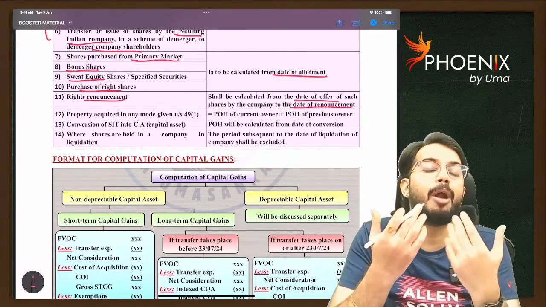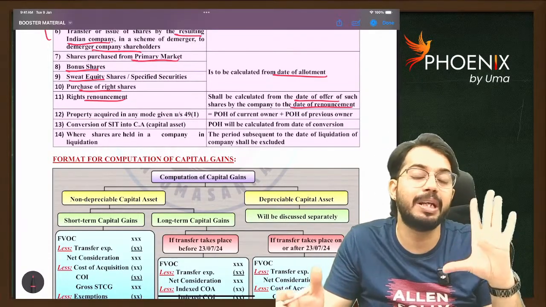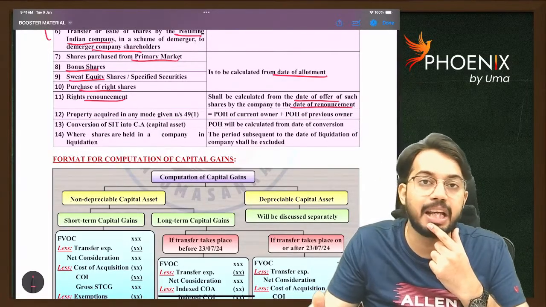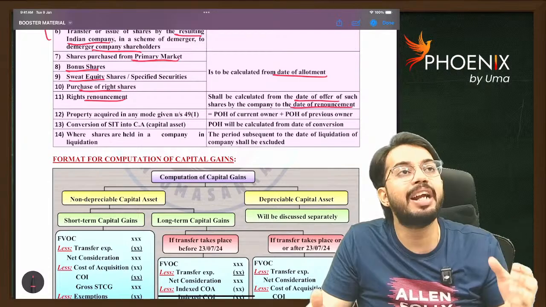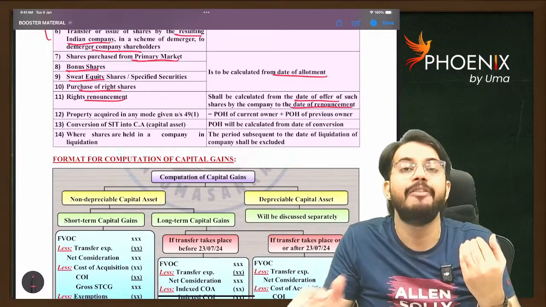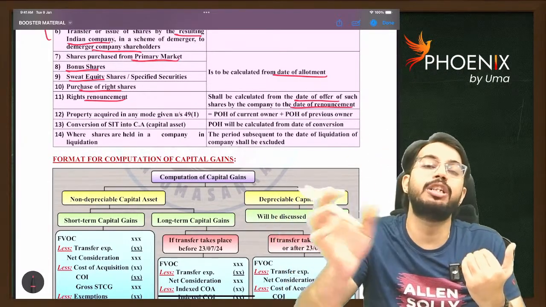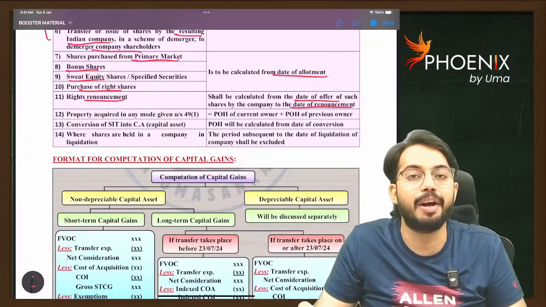Now I am making profit by way of renouncement, right? 5 rupees. So in this case also capital gains are required to be calculated. Period of holding is equal to the date on which I got rights offer up to the date of renouncement. That period will be considered as period of holding.